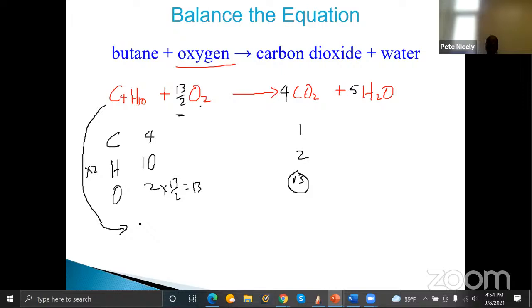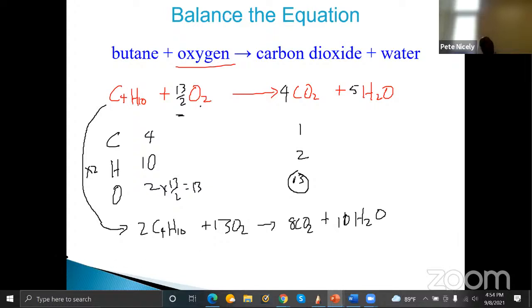So when you do that, you're going to end up with 2C4H10 plus 13O2 to give 8CO2 plus 10H2O. And that's basically how you do that.